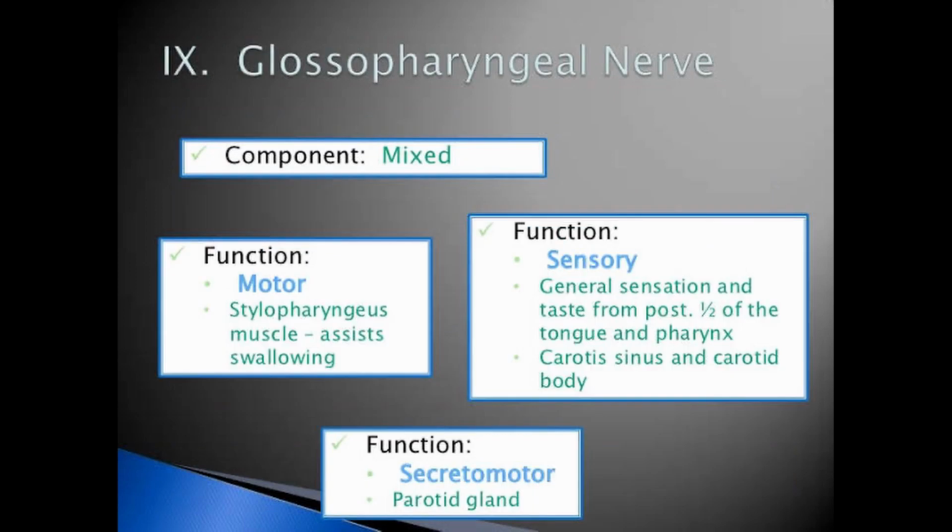Now the next one is the glossopharyngeal nerve. Its component is mixed. The motor function is the stylopharyngeus muscle that assists in swallowing. The sensory function is general sensation and taste from the posterior half of the tongue and the pharynx, carotid sinus and carotid body. And the secretomotor function is to the parotid gland. So these are the functions of the glossopharyngeal nerve.